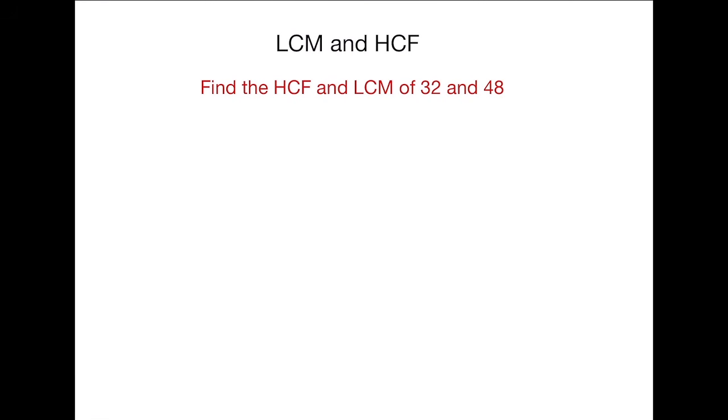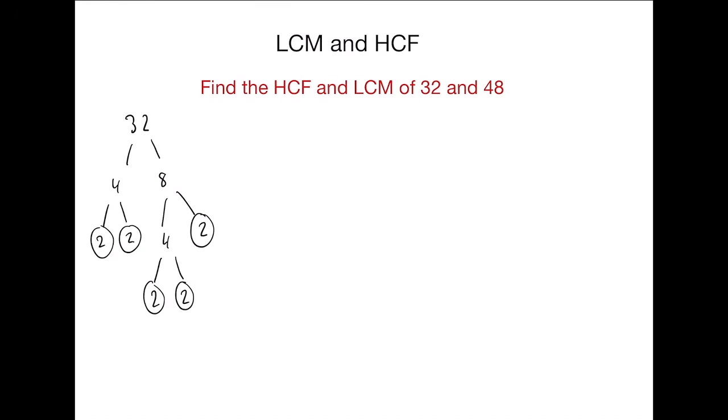LCM and HCF. Find the HCF and LCM of 32 and 48. Now HCF and LCM always follows the same method. We first of all want to start off by doing some prime factor trees. 32 can be written as 4 times 8. We can break these down further into 2 and 2 and 4 and 2, and then the 4 goes down to 2 and 2.